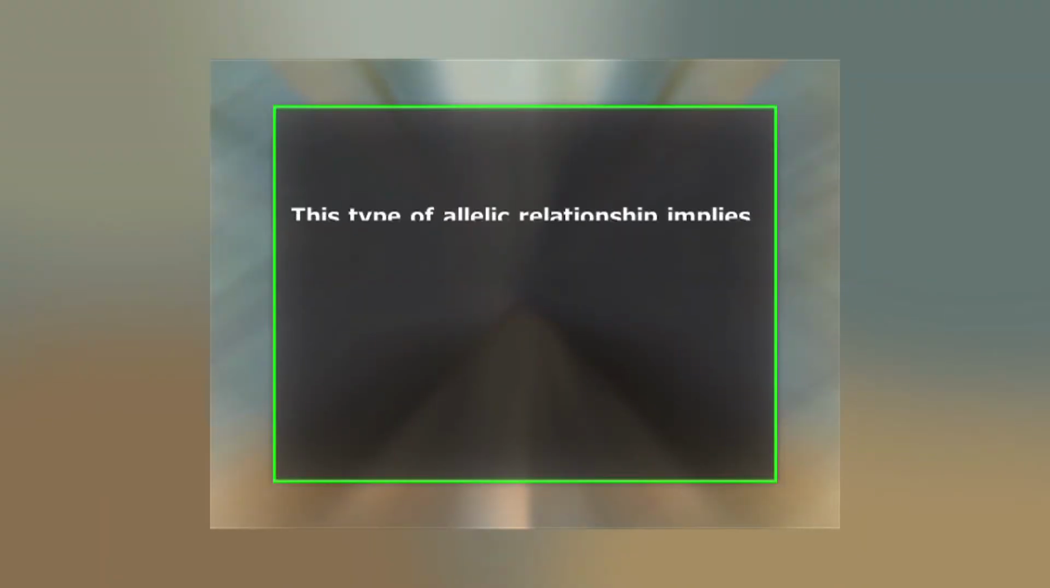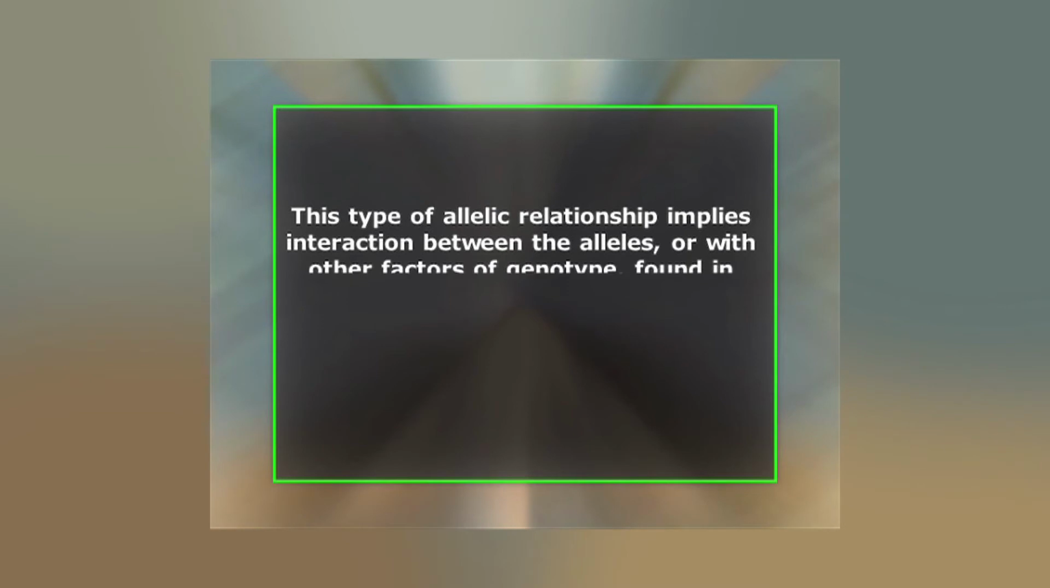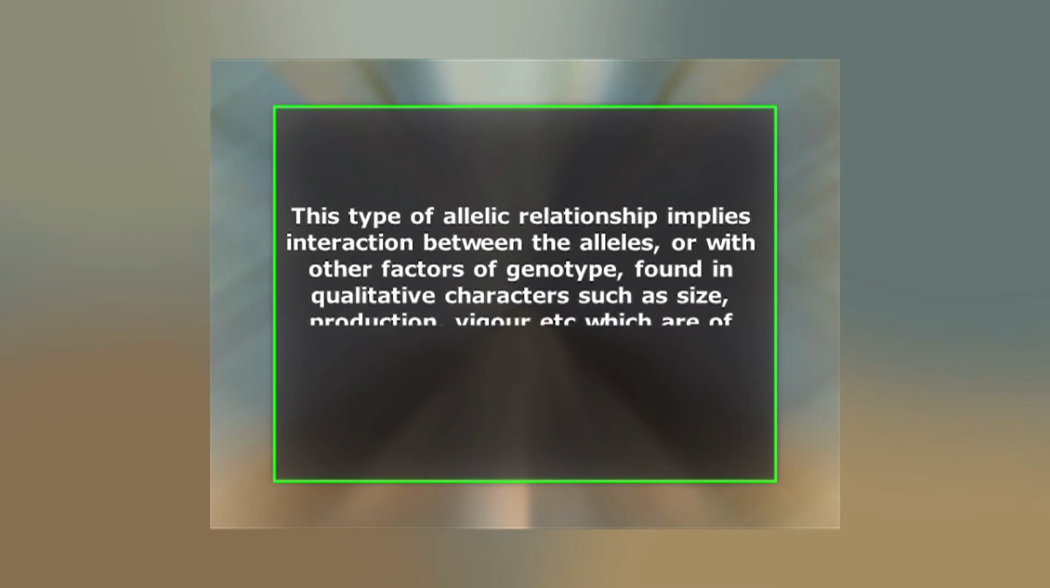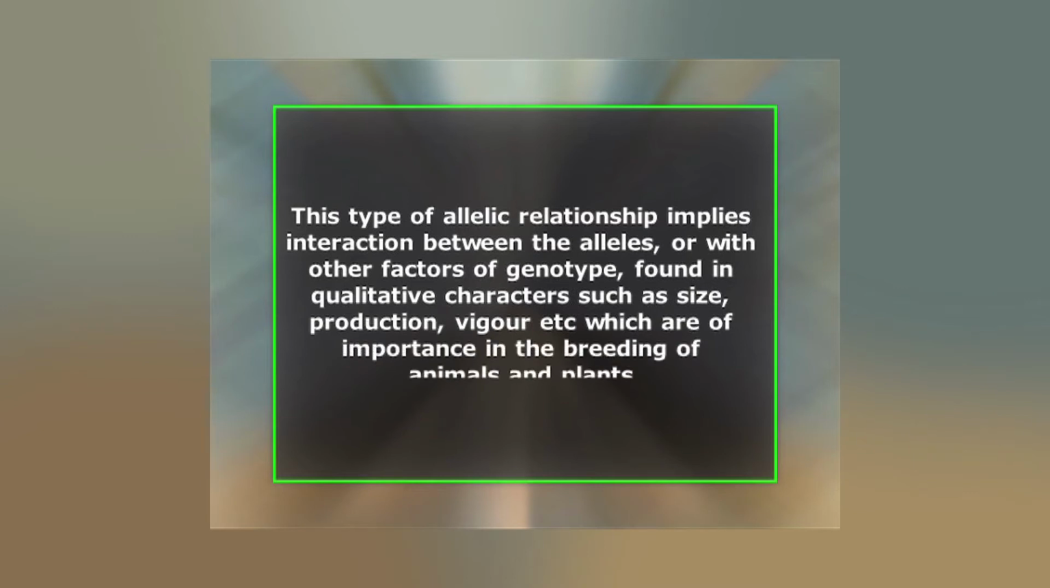This type of allelic relationship, which implies interaction between the alleles or of these with other factors of the genotype, may be found in quantitative characters, especially those such as size, production, vigor, etc., which are of importance in the breeding of animals and plants.